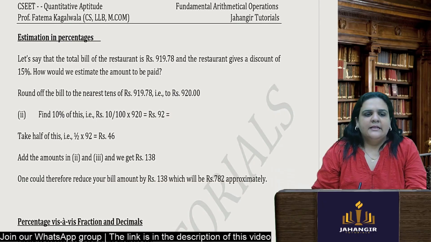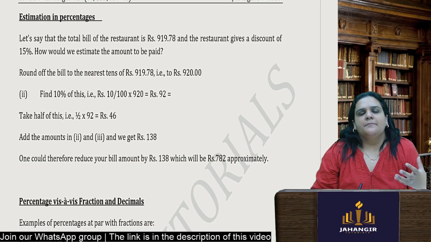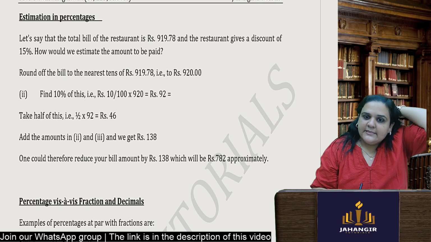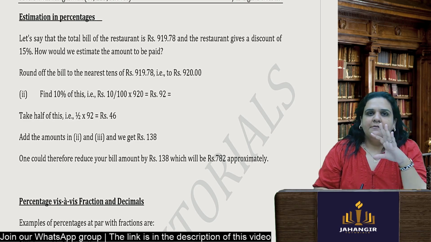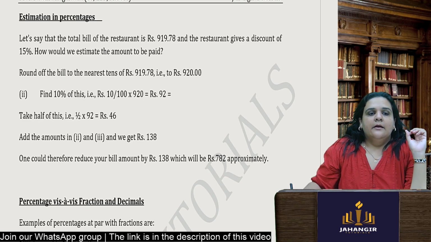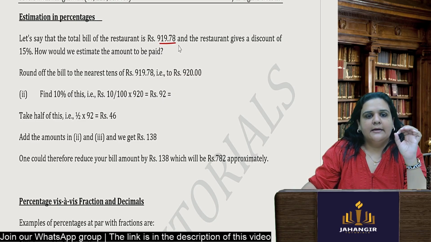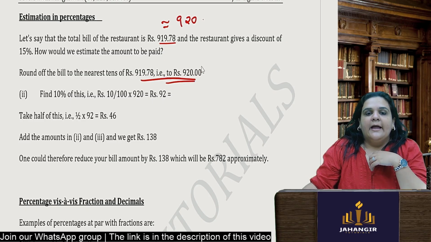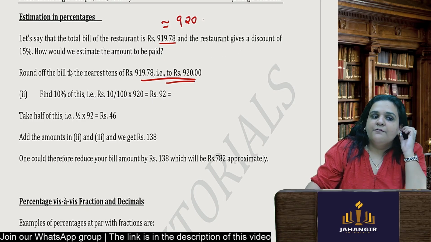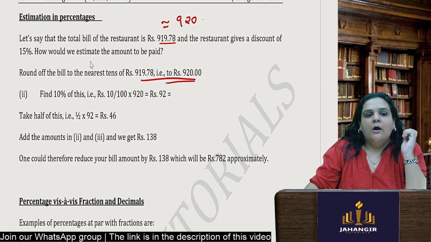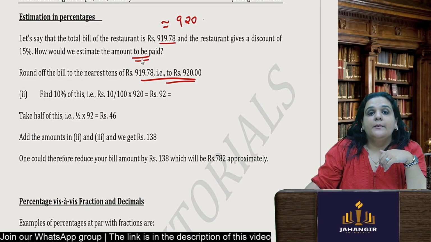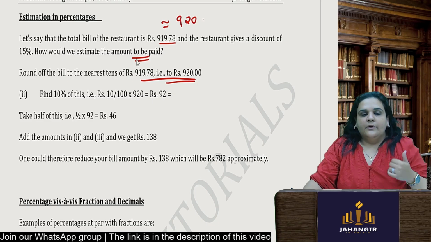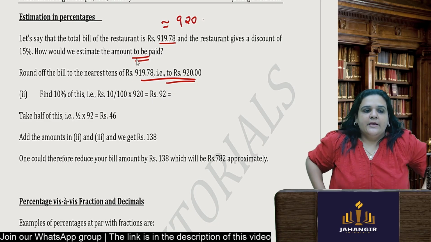Okay. Then sometimes there are certain estimations in percentages. Now this is not actually estimation. See, I'll explain this sum in a very easy way. Let's say the total bill of a restaurant was 919.78. So I'll just round this off to 920. Here also it is given, and the restaurant has given a discount of 15%. How would we estimate the amount to be paid? We have to estimate the amount which we have to pay.